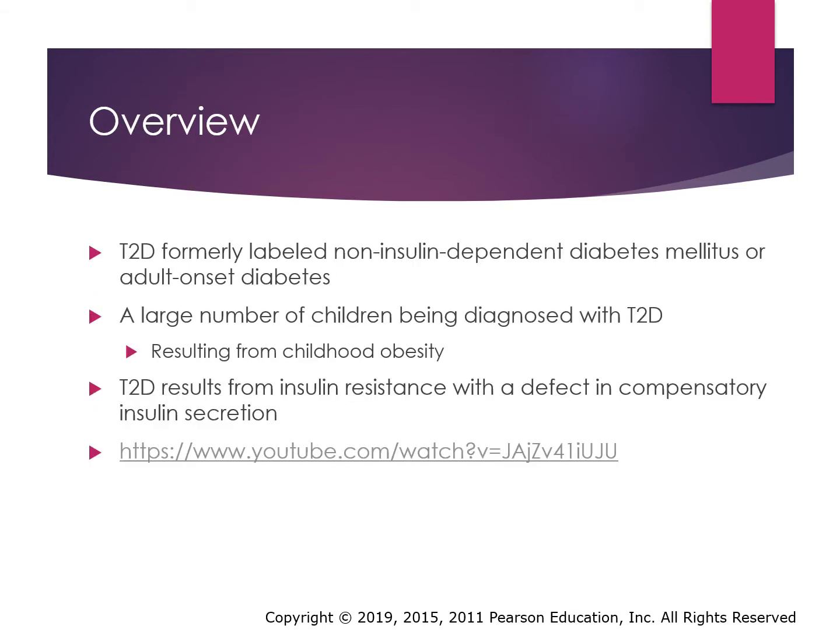So let's get started. Type 2 diabetes was formerly labeled non-insulin dependent or adult onset. A disturbingly large number of children are being diagnosed with type 2 because of early childhood obesity. This type of diabetes results from insulin resistance with a defect in the compensatory insulin secretion. Over time, the body does not produce enough insulin to keep blood glucose levels within normal limits. And again, with type 2, you do make insulin. Your body just doesn't know how to use it appropriately.